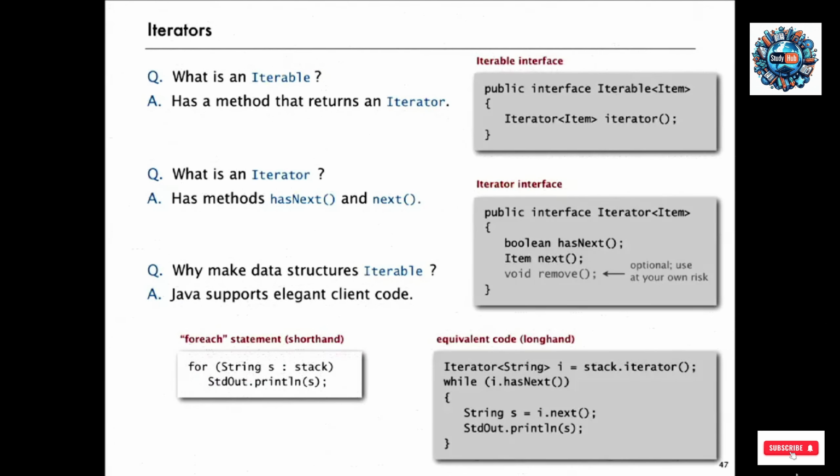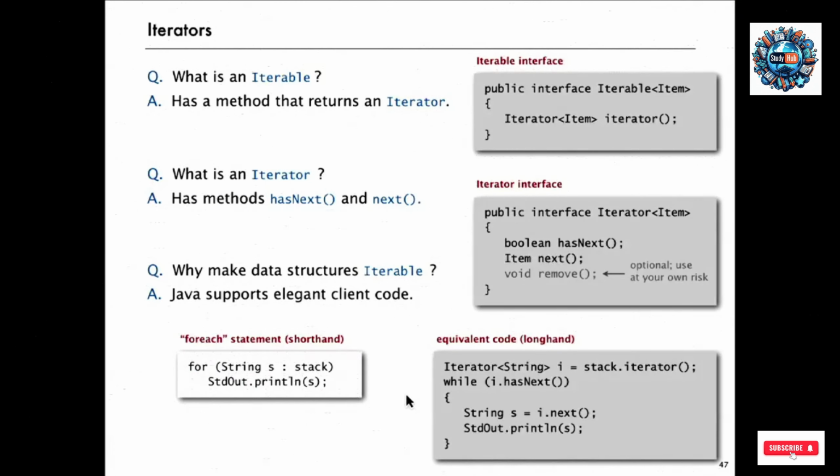And it seems like a lot of baggage to carry around. The reason we go to the trouble of doing it is that if we have a data structure that's iterable, we can use very compact and elegant client code in Java, the so-called for each statement. So if we have a stack, we can say for string s colon stack, which means for each string in the stack, print it out. If we're using iterators, we could write this longhand code, but nobody would ever do that because it's equivalent to this shorthand.